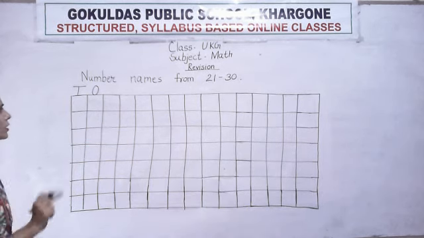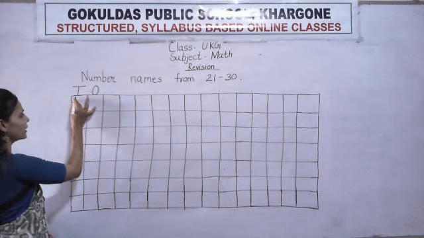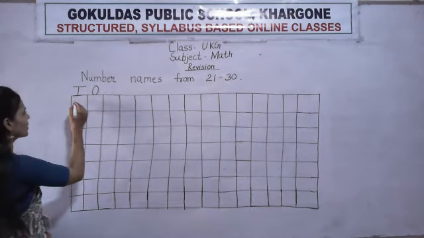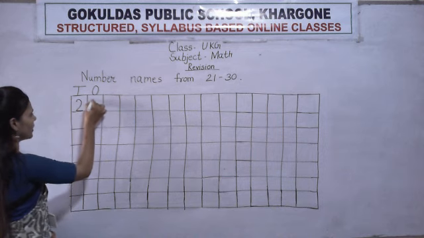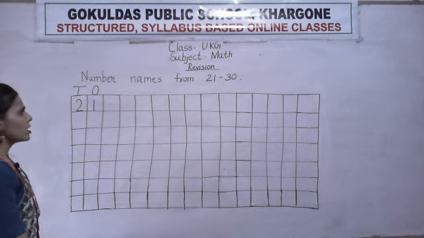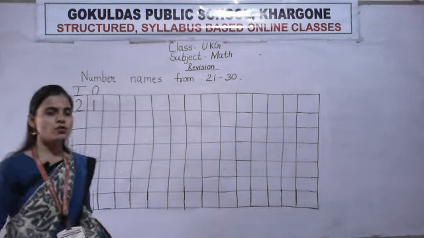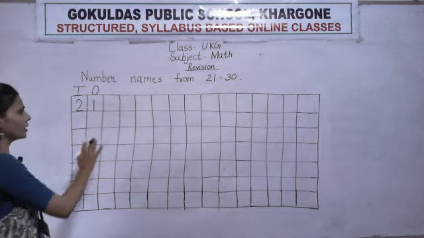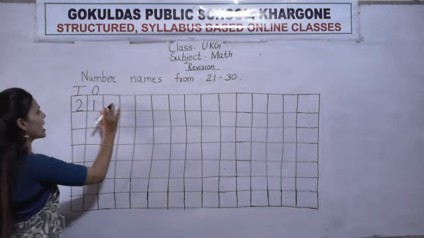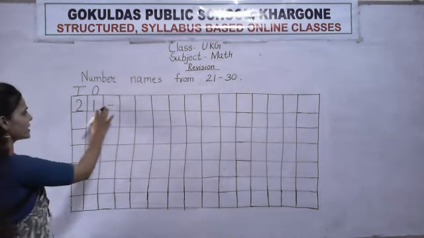Understand all of you? Write with me. First, you write down ones, then tens. Number 2, 1, 21. All of you write 2, 1, 21, because these are number names from 21 to 30. Now you make a small slipping line.